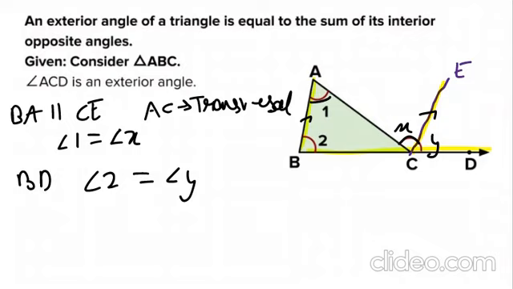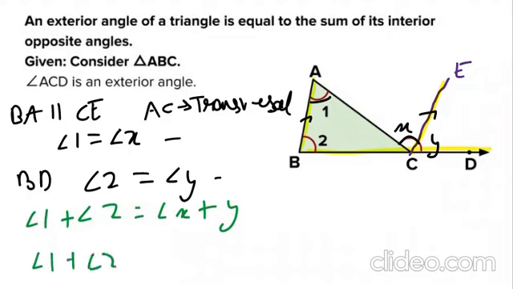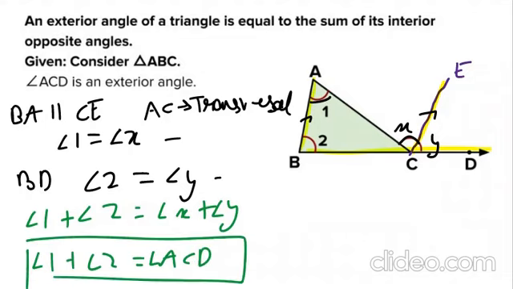Okay. Now, can we add both of them? Let us add this and this equation. What will we get? We will get that angle 1 plus angle 2 is equal to angle x plus angle y. That is nothing but angle ACD. Now, isn't that the thing we had to prove? That this angle and this angle is equal to this angle. So hence we have proved it.